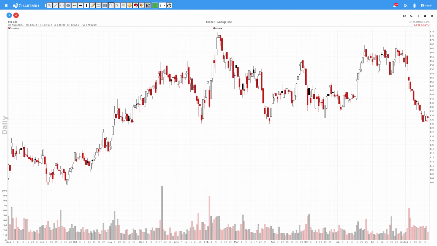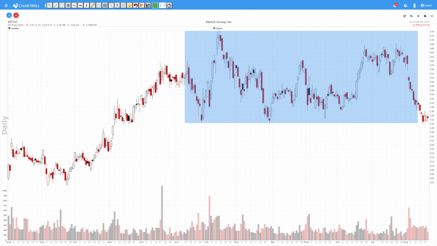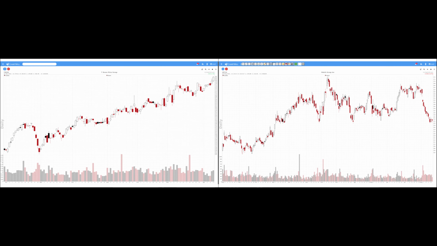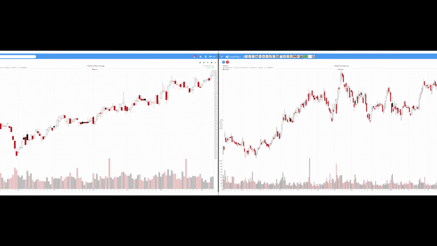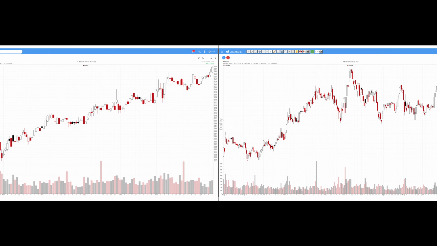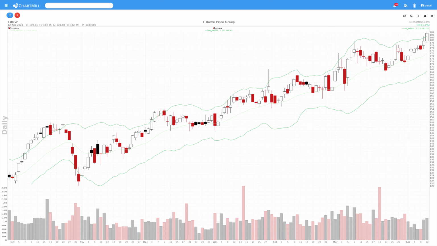Compare that to the chart of Match Group Incorporated. Since 2021, all you can see is that the price is moving up and down in a wide sideways range. Now, if I ask you which of the two charts you would be interested in considering a long position should the price correct, I dare to say that there is more confidence in the first chart. Let me return to the chart of T. Rowe Price, this time with the Keltner channels plotted on the price chart.